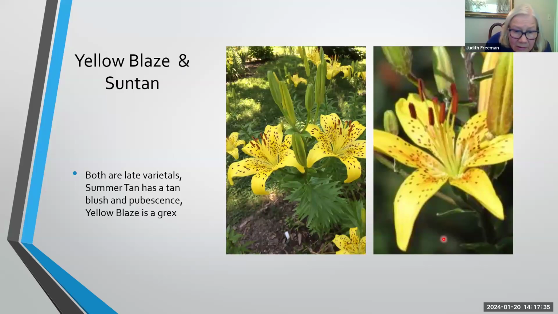With little tan spots. And Yellow Blaze was a group of them, and they're all very similar in the flowers. The plant structure may be different, but the flower structure and color is pretty well the same as the one on the left.